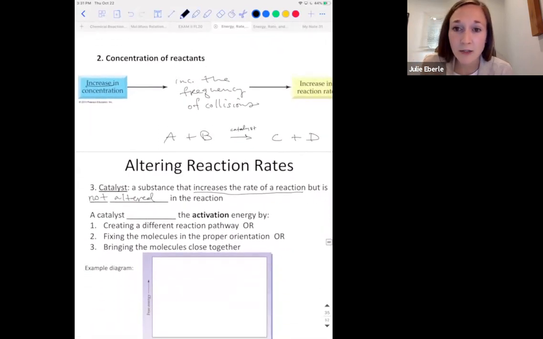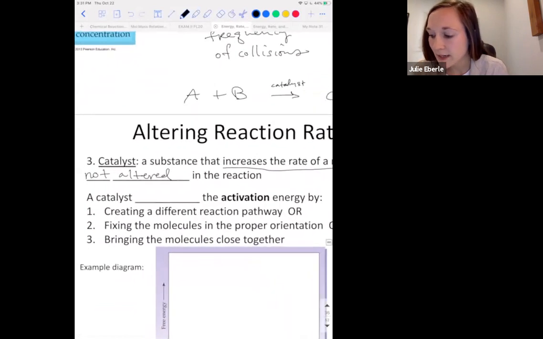A and B, our reactants, we know are going to be altered. They're going to break bonds. They're going to trade atoms. Something's going to happen. But how does it speed up the rate? Well, essentially what it's doing, if we think about our reaction diagrams, is a catalyst lowers the activation energy. And here's how it does it. Three ways it does that.